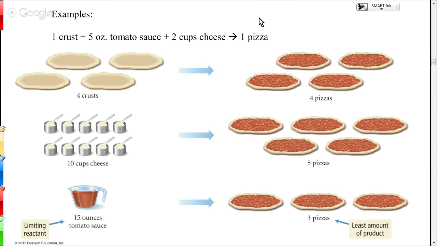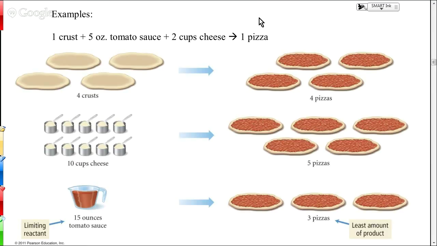Just 3, right? Those extra crusts and cheese are just going to have to sit there because we don't have enough sauce for them. And we don't want a pizza with no sauce, right? Maybe you do. I don't know. I don't want a pizza with no sauce. Or we don't want to just dump extra cheese on stuff. So we have to stick to our ratios. That means we can only make 3 pizzas.